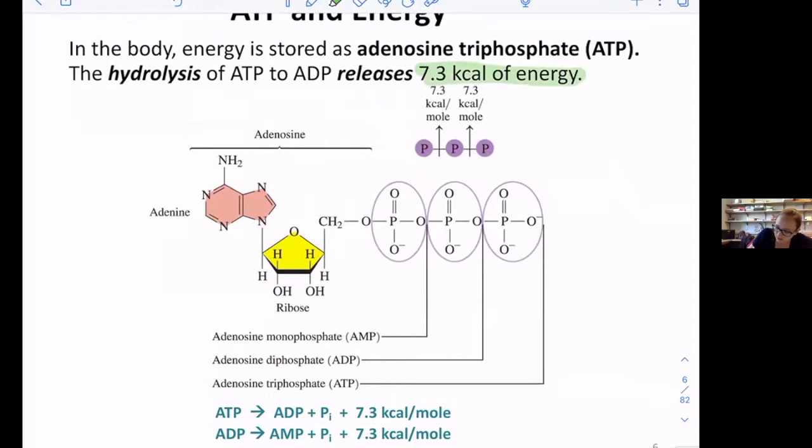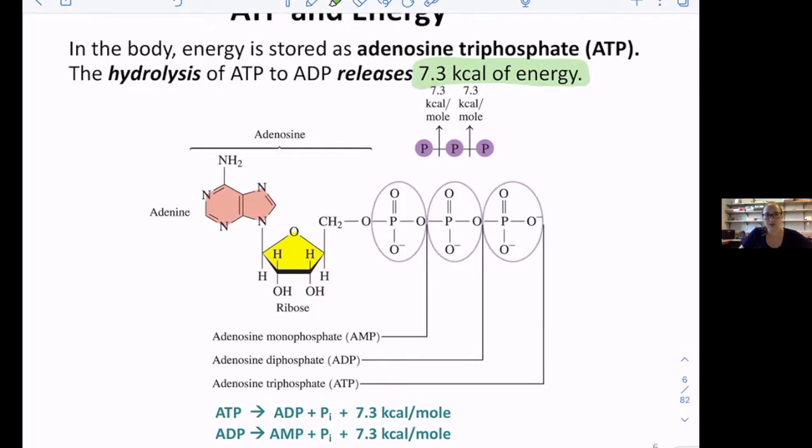A kcal is actually the same thing as a calorie. So a calorie on a bag of chips or something like that. I have a snack here. The calories that it shows on the top here are actually the same thing as kilocalories. So 7.3 kcals is the same as 7.3 calories of a food.